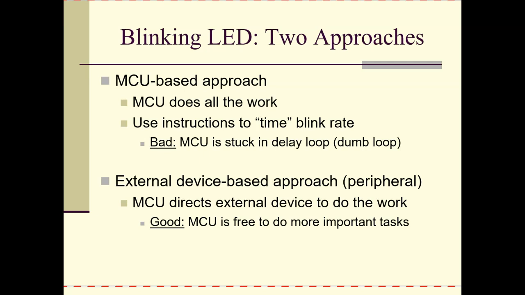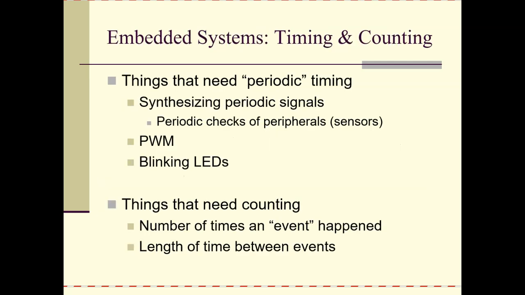Typically, in embedded land, you need to time things, synthesize signals, blink LEDs, or generate pulse width modulation. Timer counters work great for that, and that's why a typical microcontroller has quite a few timer counters on it. Oftentimes, you'll need to count the number of events that happen, or measure a certain time period. Both things are done quite easily with a timer counter.